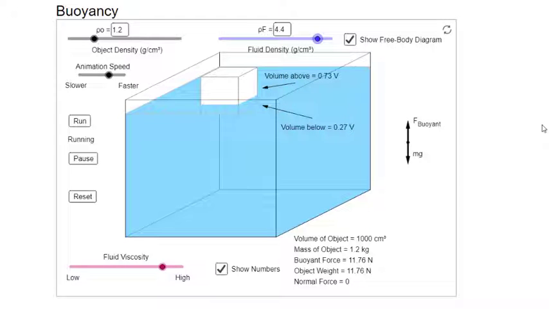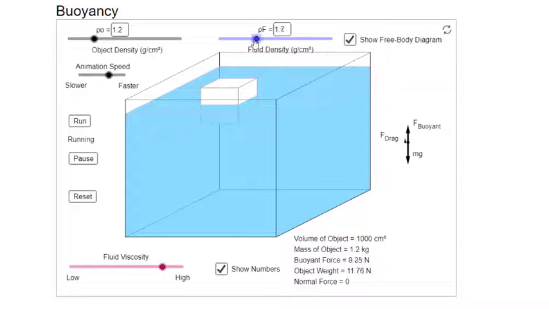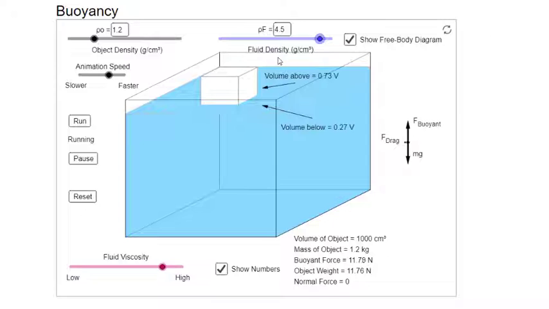Now, understanding this more deeply using simulations. First of all, let's play with the density of the fluid. If we decrease the density, we can see the object sinking down. That is, the buoyant force decreases. And if we increase the density of the fluid, the buoyant force increases and thus the object floats on the water.